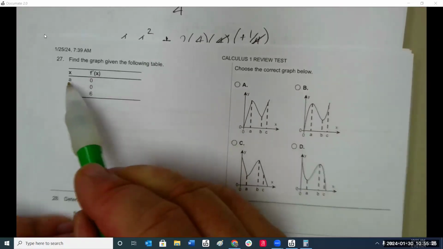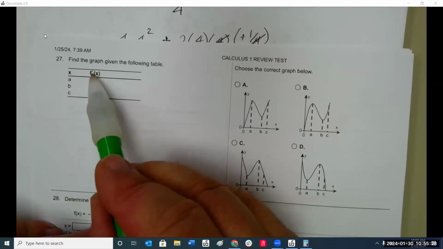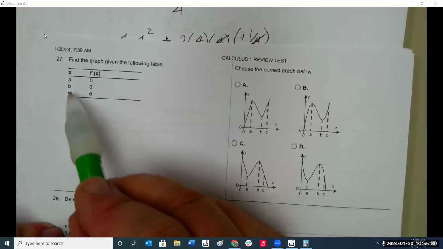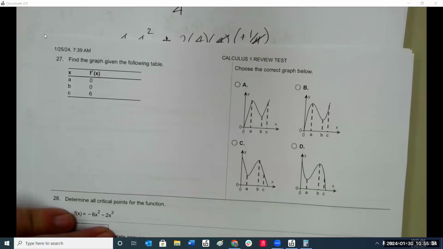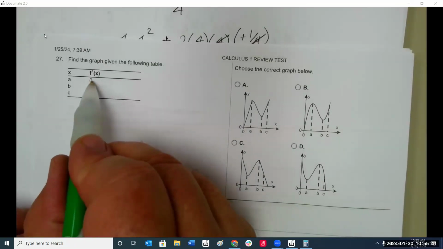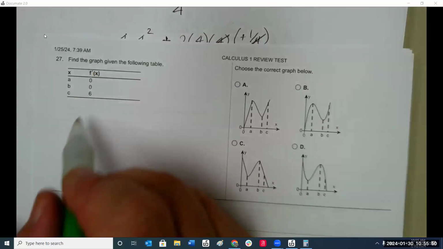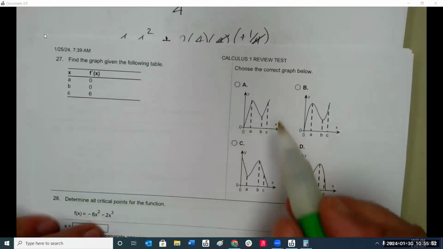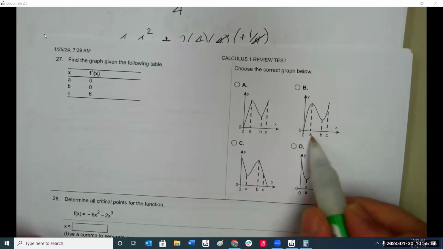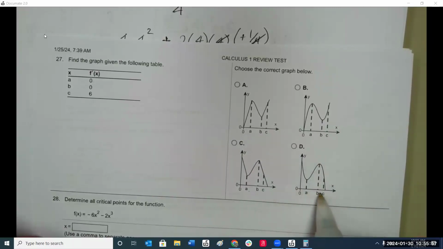This one tells us when x is a, f prime is 0. At b, f prime is 0. At c, f prime is 6. F prime represents what? It represents the slope of f of x. If the slope is zero, it's a vertex. So we know we have to have vertices at A and B.